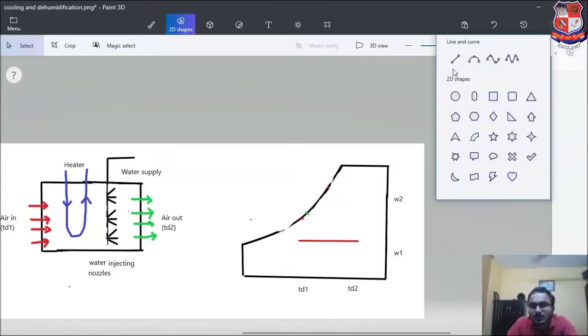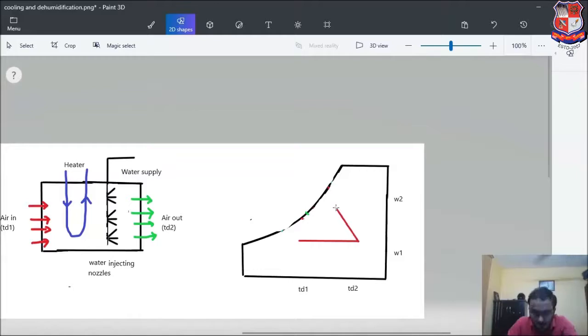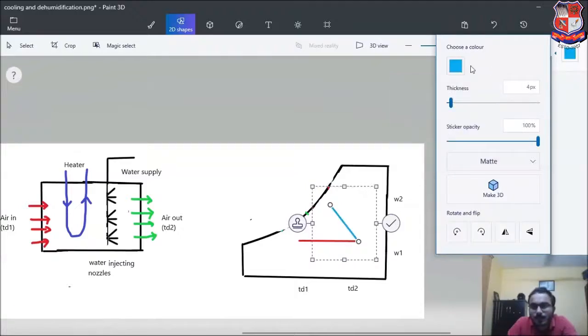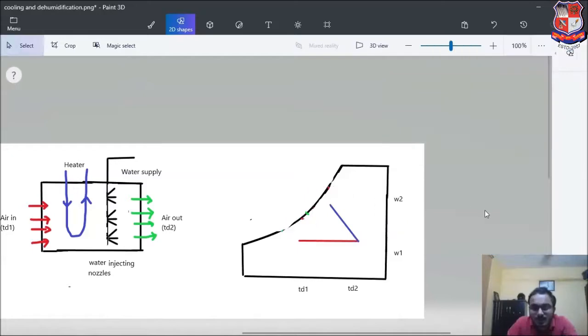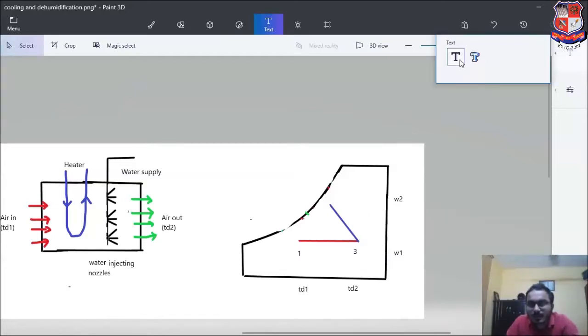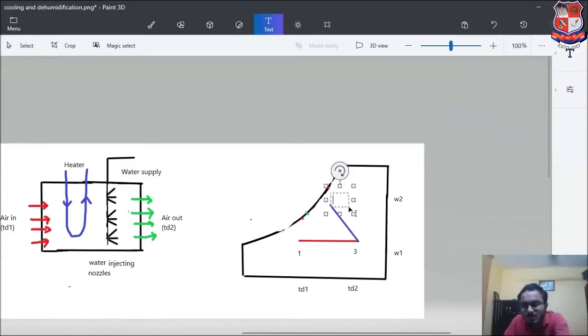So let us draw this process also here. So let us say that this is that process which is happening through the water spray. Okay, so here if you see in previous theory, first of all we will give the nomenclature. This will be process point 1, this will be point number 2, sorry, it has to be point number 3, and here this is process 2.